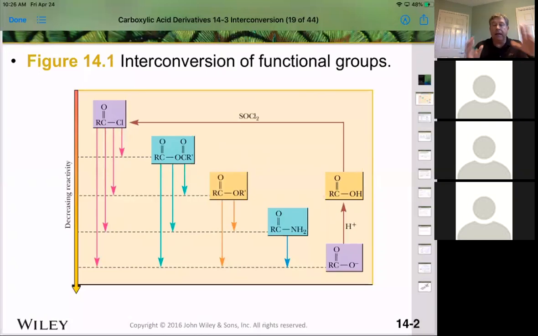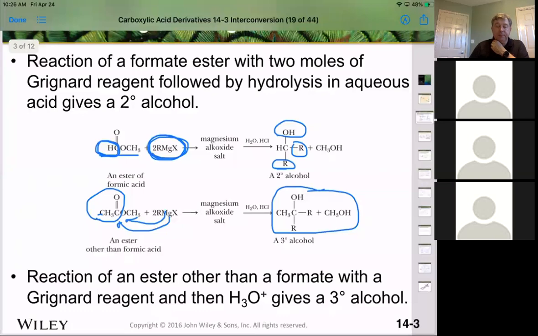Okay, on our last section of chapter 14 here, we looked at this interconversion, but besides just interconverting between the different functional groups, there's additional chemistry you can do. Just like aldehydes and ketones, we have oxidation and reduction reactions. So let's look at those oxidation and reduction reactions.